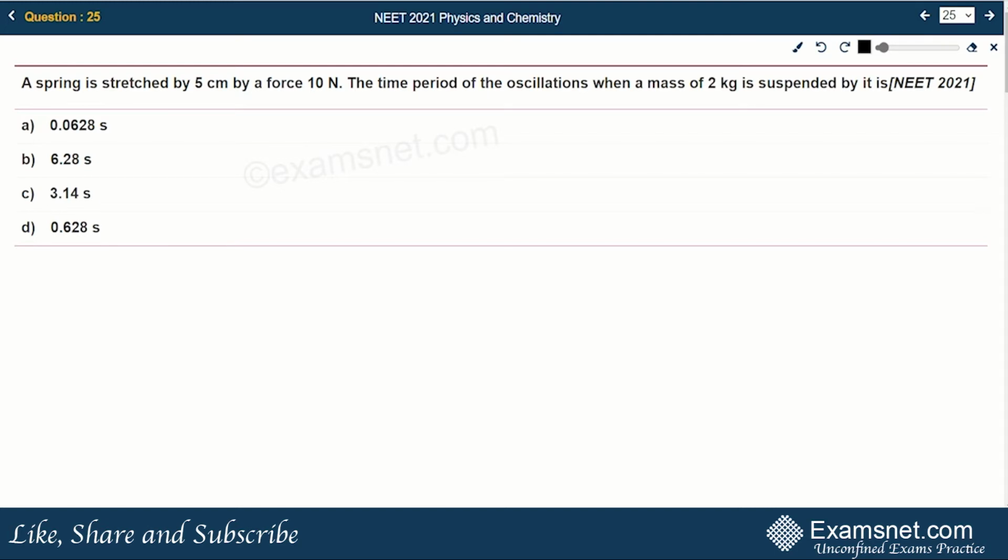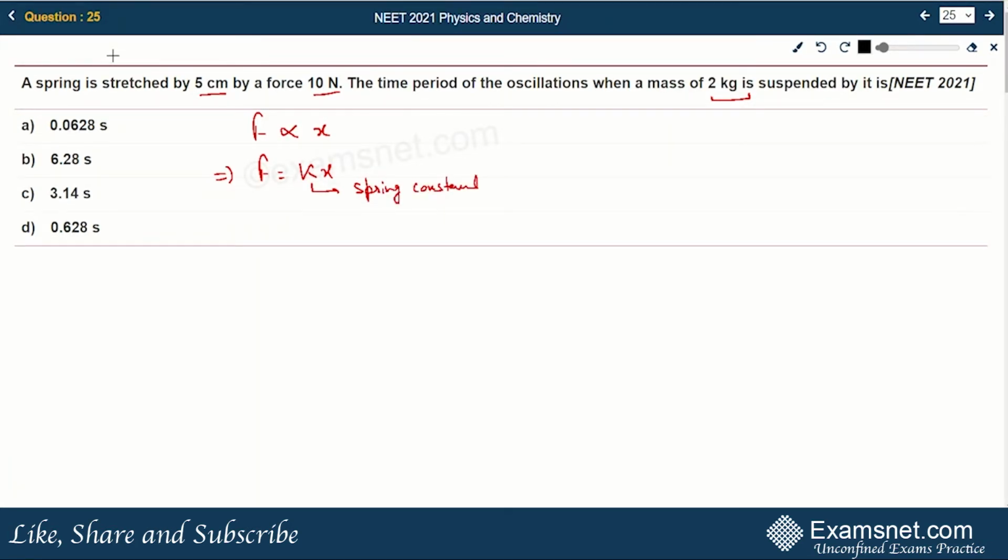Alright, now question number 25 is from the chapter Oscillations, and the question is: a spring is stretched by 5 centimeter by a force of 10 Newton. Then the time period of the oscillations when a mass of 2 kg is suspended by it is. So we know that in a spring the force is directly proportional to the displacement x, right? So we can write force equals k into x, where k is the spring constant.